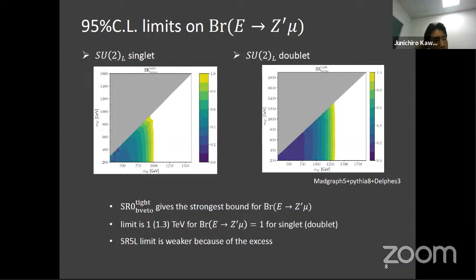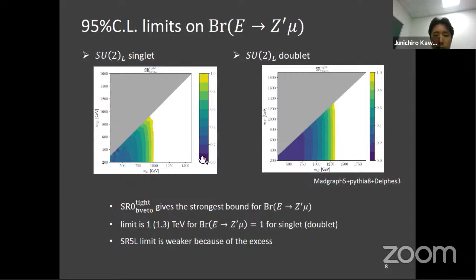So here are our current limits on the branching fraction of the vector lepton to Z prime. Another important parameter is the branching fraction of the vector lepton, and we put an upper bound on this branching fraction. The left panel shows the bounds for the singlet-like vector lepton case. If we assume that the branching fraction is 1, the limit is at 1 TeV. And for the doublet case, because of the larger production cross-section, the limit is about 1.3 TeV.